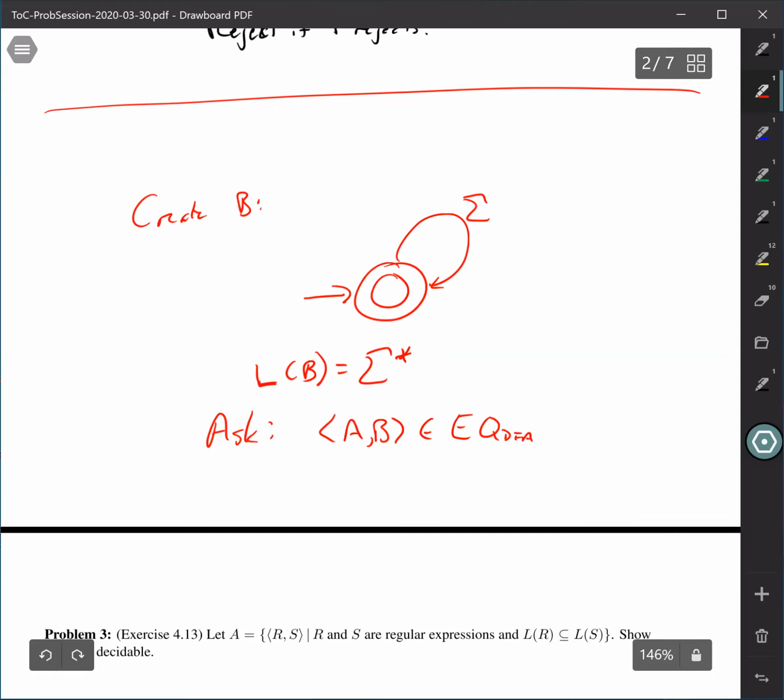whether or not A and B recognize the same language, right? And then this also solves the problem. So the main thing was asking a question about a language, either E sub DFA or EQ sub DFA, rather than specific strings, and then figuring out how you can rewrite the problem to use that. Either one of these would work just fine. Any questions about that?